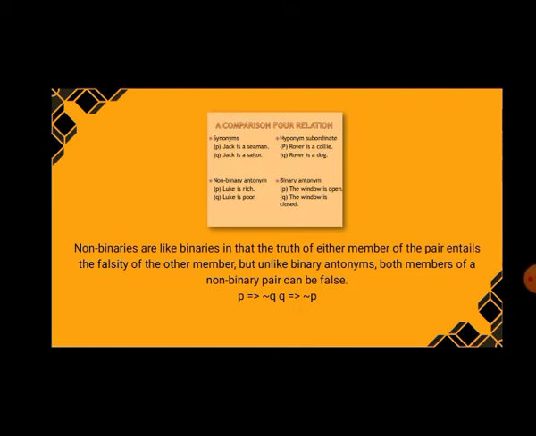If I say that the first proposition, Luke is rich, is false, or we can write it down as negation P, then the statement Q, Luke is poor, can also be false. Since it is a non-binary antonym, we can say that Luke is in the middle class. He is not quite rich, but also not that poor.